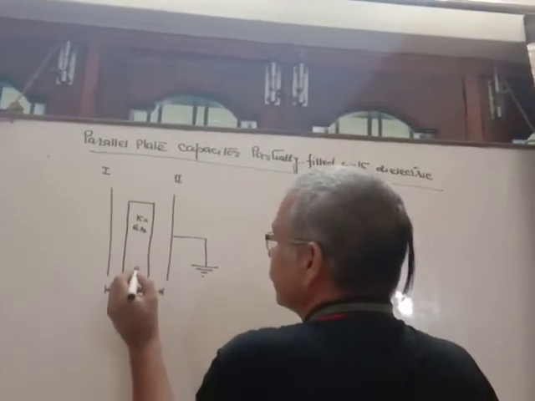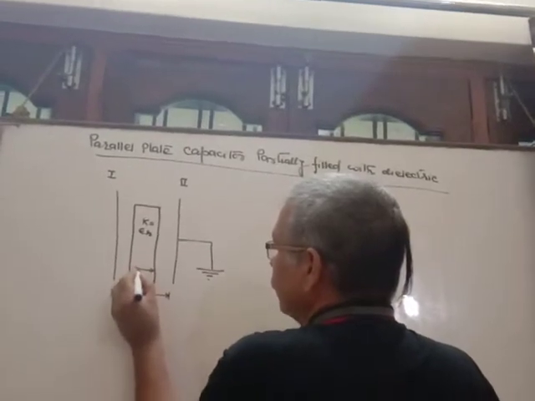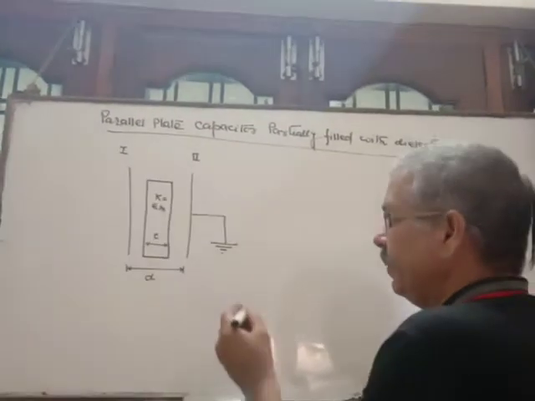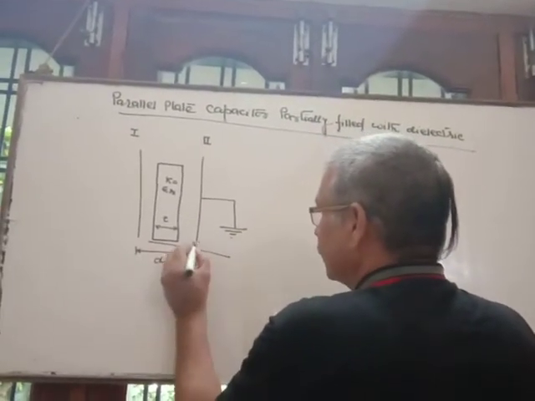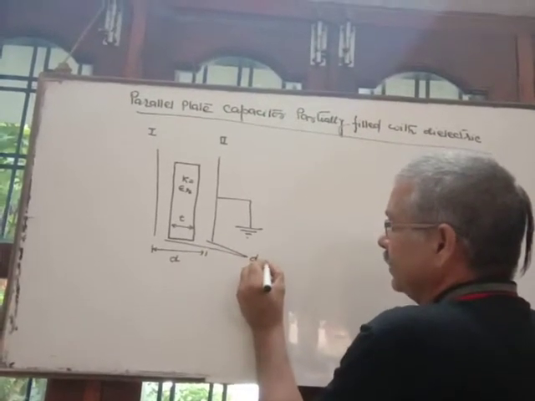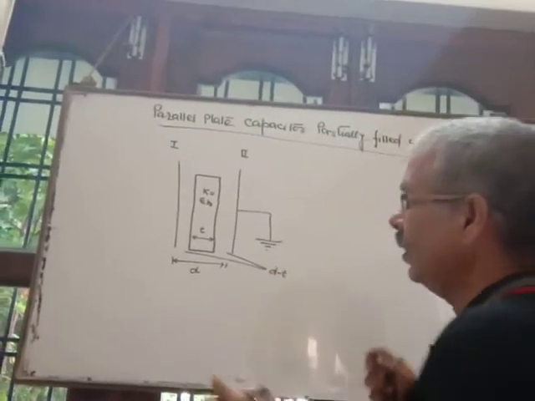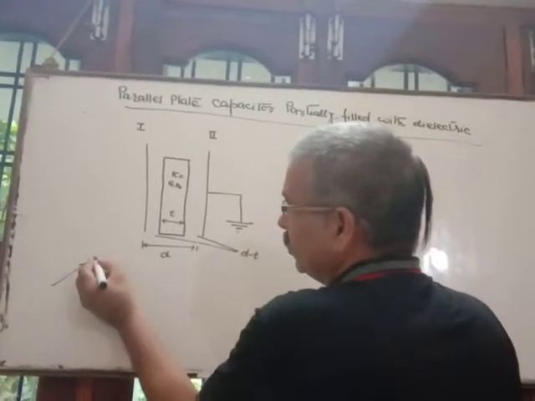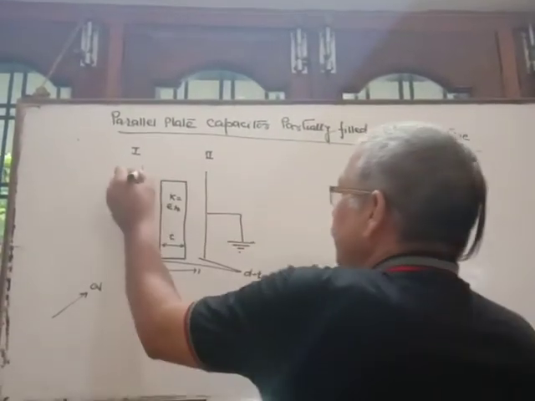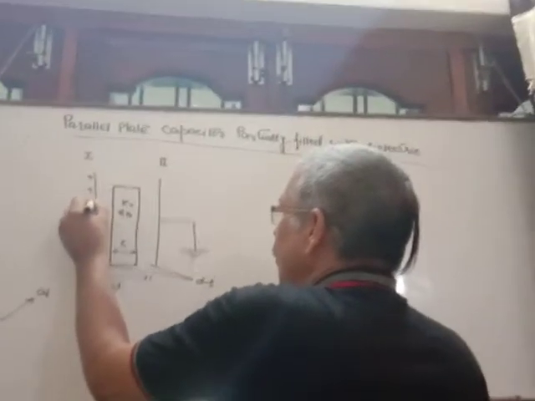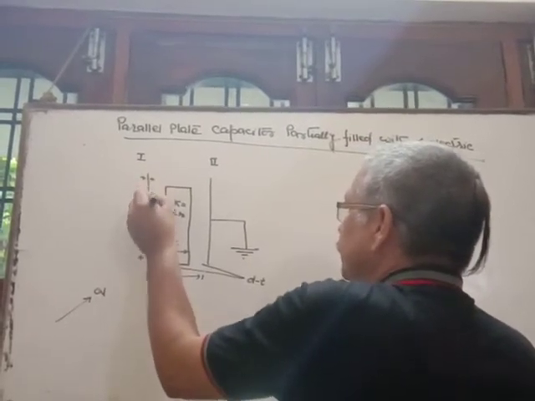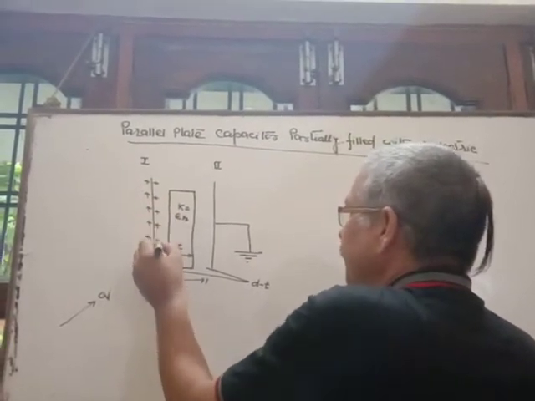And suppose T is the thickness of the dielectric. So what is the remaining space for air or vacuum? It is d minus T. Let charge plus Q be given to the first plate of the capacitor. So this given charge is distributed throughout the surface of the first plate. Correct? So what happened then?